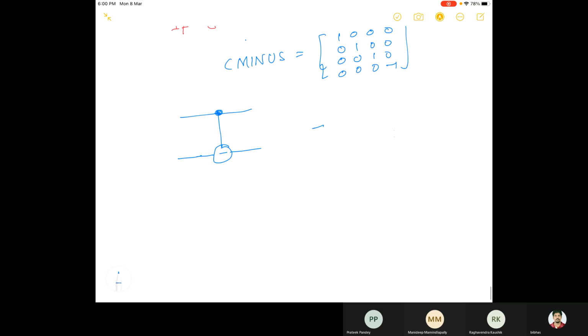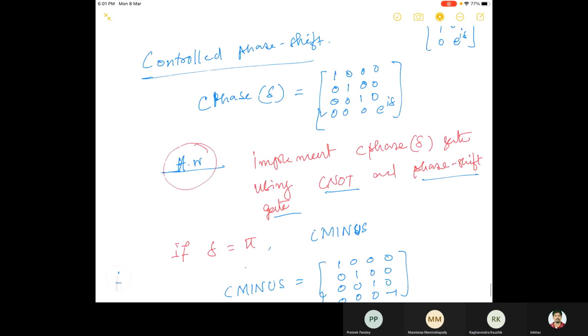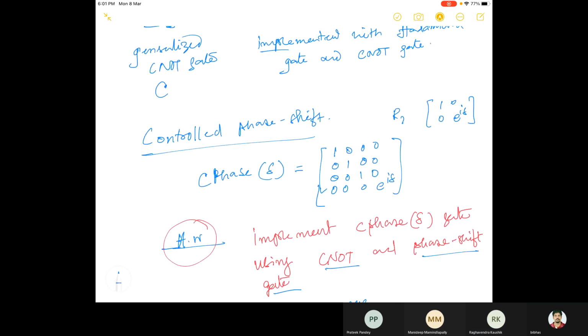Here also the same question: write this gate, or implement this gate, using just C-NOT and some one-qubit gate, maybe the Hadamard gate. That is actually the Z gate, right? It is the phase shift, RZ of delta, as we talked about. So this is what we called a phase shift.